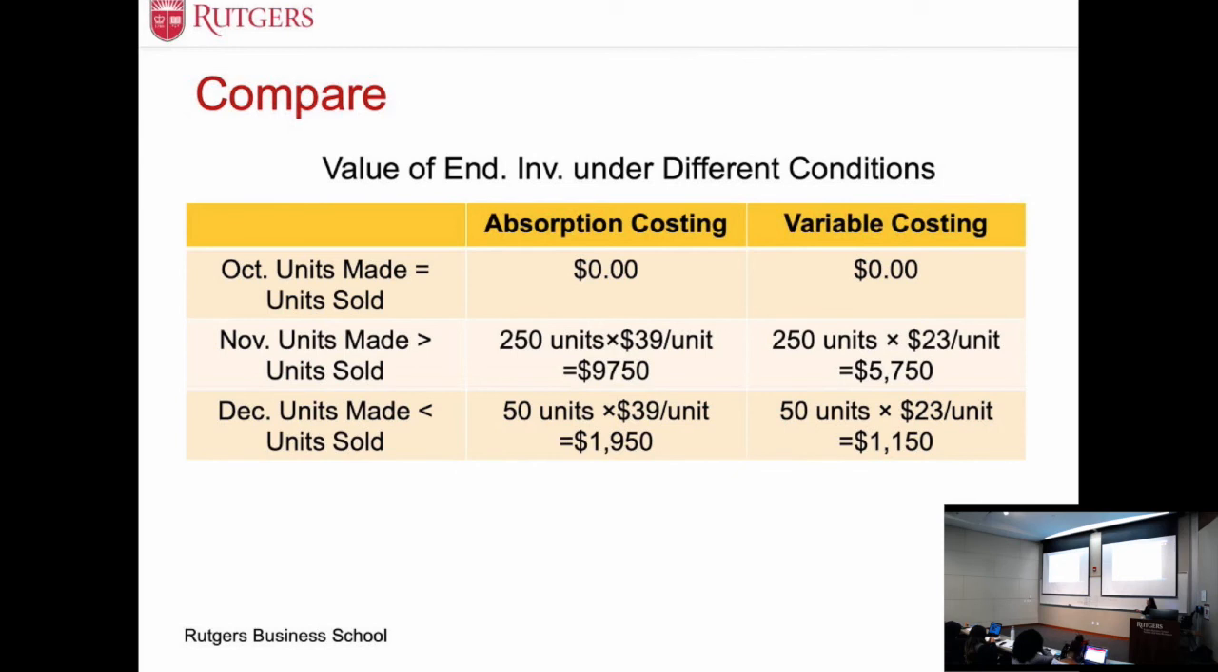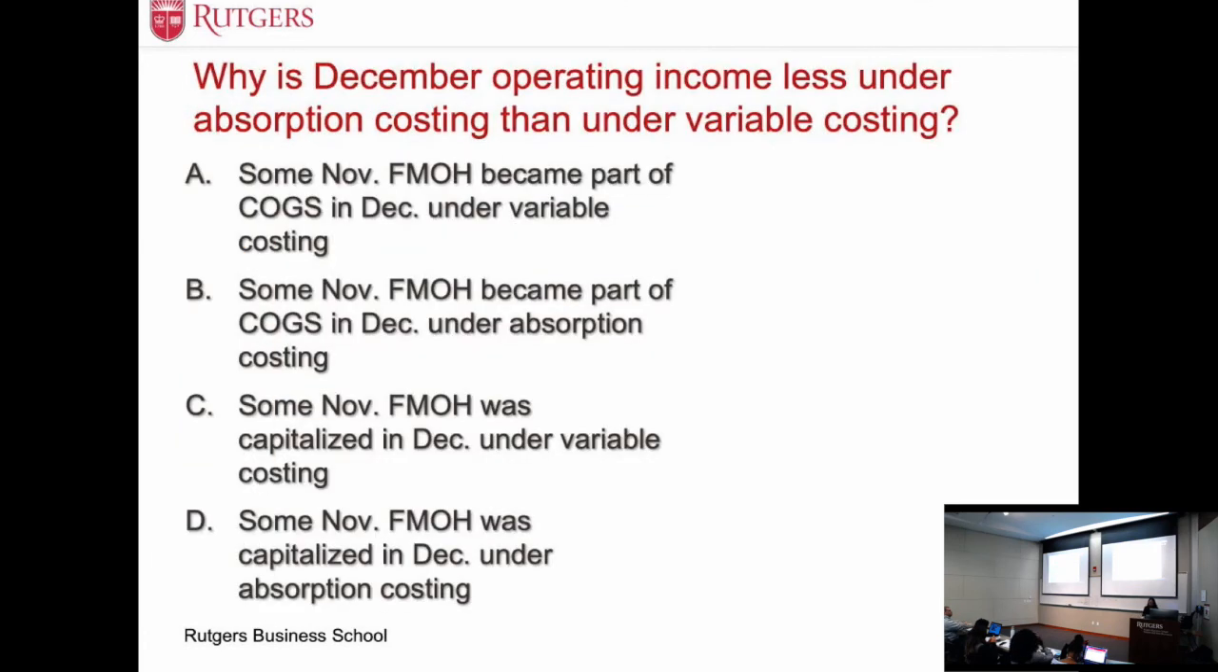So the cost information says that under the absorption costing, the unit production cost is 39, whereas under variable costing, it is 23. Right? So this is another tricky question. It's asking why is December operating income less under absorption costing than, I think it's asking the same thing.